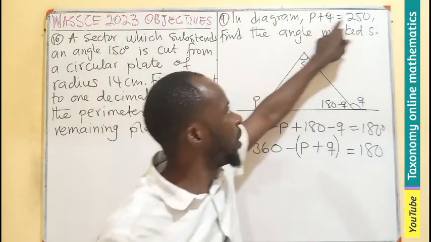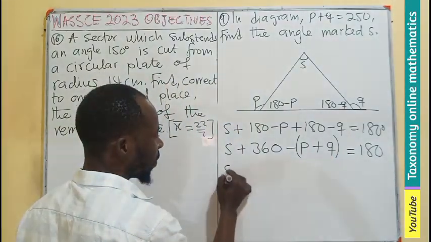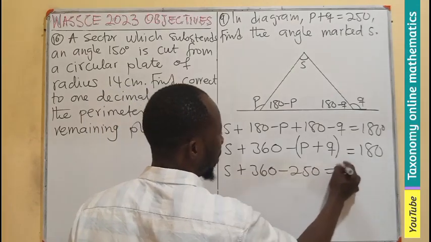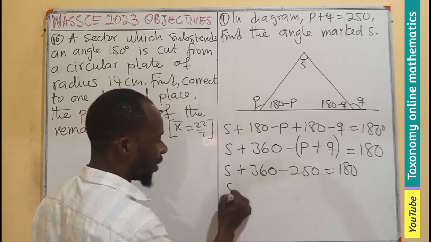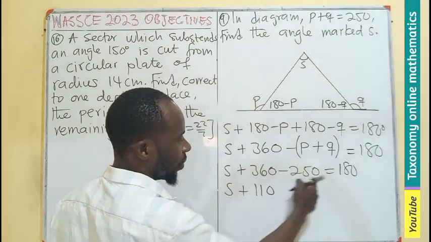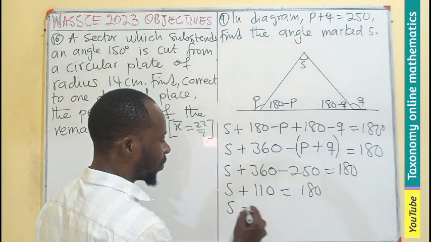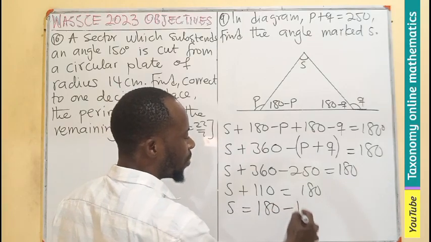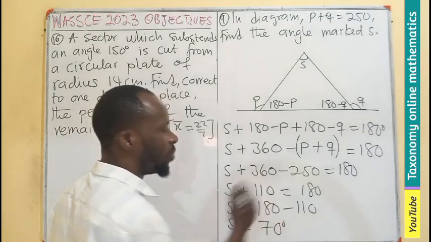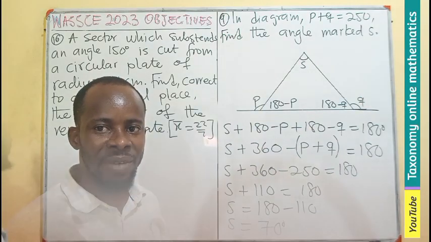The question has given us P plus Q as 250. So let's do substitution. 360 minus 250 will give us 110. S plus 110 equals 180. Can we subtract? S will be equal to 180 minus 110. So the value of X will just be 70 degrees. This is 70 degrees, and the rest you can easily find.